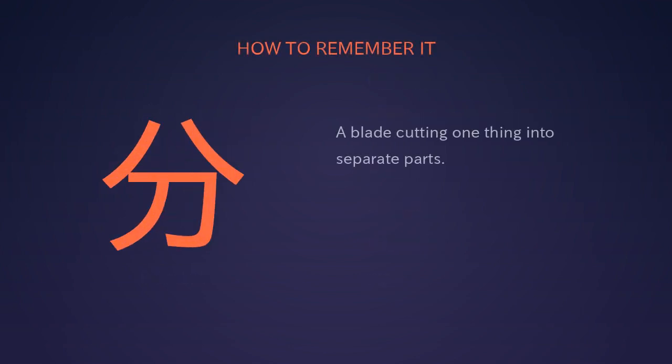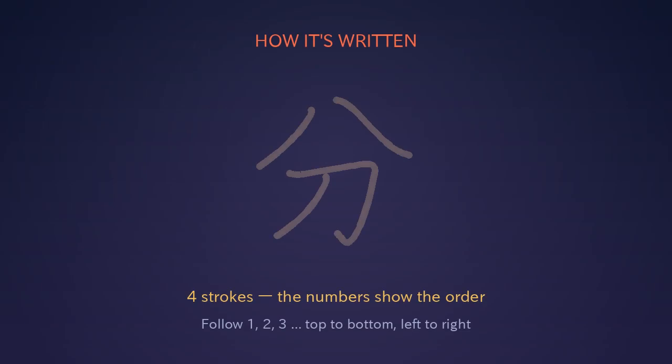A blade cutting one thing into separate parts. Now, let's write it. 4 strokes. Follow the numbers on screen, in order, slowly.